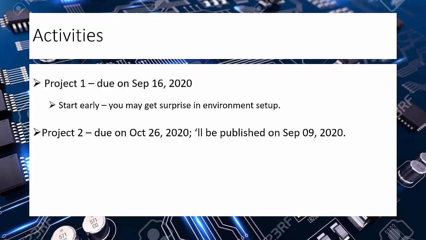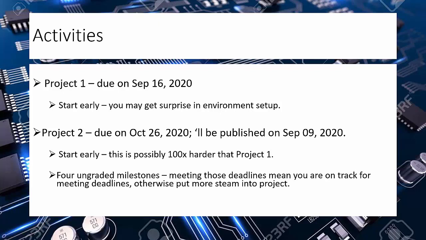Project 2 will be published on September 9, 2020, and it's due on October 26. But don't think that you can slack behind, because it's possibly 100 times harder than Project 1. So start early and make sure you are on track. To keep you on track, there are 4 ungraded milestones for this project. Meeting those deadlines means you are on track for the final submission deadline. Otherwise, if you see that you haven't met the corresponding milestone that week, put more steam into the project. So take this project seriously.